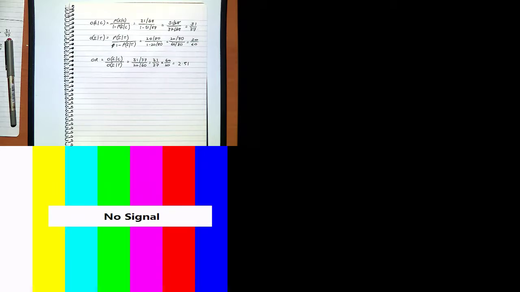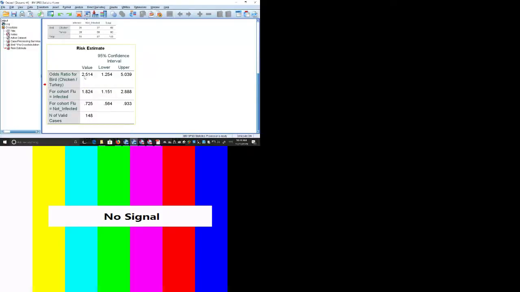So I have the bird data set, and let's go Analyze, Descriptive, Crosstabs, bird, flu, and Statistics, Risk, Continue, okay. All right, so we end up with our odds ratio of 2.514, which is what we calculated by hand. And our confidence interval is an odds ratio of 1.254 to 5.039.